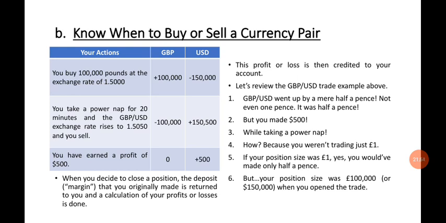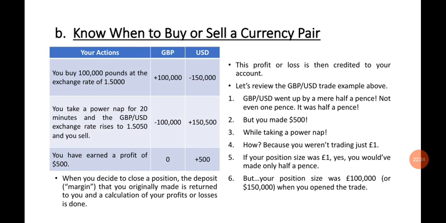When you decide to close the position, the deposit, that's your margin that you originally made, your 2% margin, is returned to you, and the calculation of your profit or loss is also done. This profit or loss is then credited to your account. Now, let's review the Great British Pound US dollar trade example above. One, Great British Pound US dollar went up by a mere half a pence, not even 1 pence. Two, but you made $500. Three, while taking a power nap.